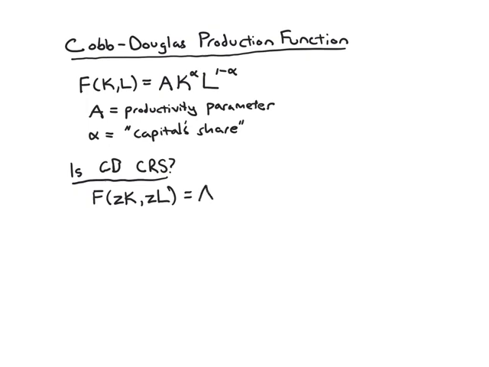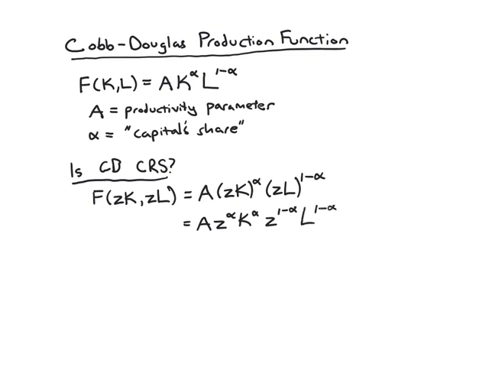If we just plug in ZK for K, we'll get ZK to the alpha. We'll plug in ZL to the 1 minus alpha. And we'll try to rearrange terms, see if this collapses back down to Z times the original production function. So we'll split this out. We get Z to the alpha, K to the alpha. That's just our standard rules for exponents. We get Z to the 1 minus alpha, L to the 1 minus alpha.